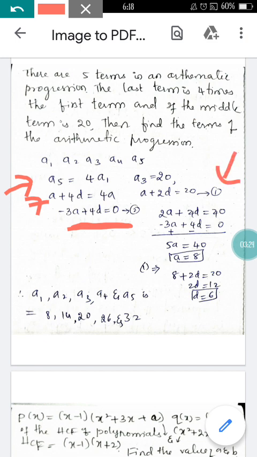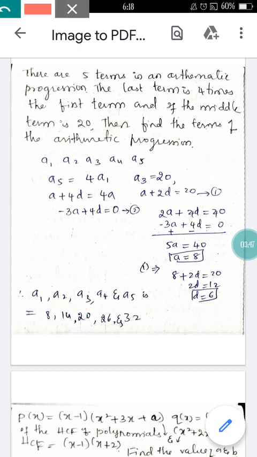Here is equation number 1. A3 I have written as A plus 2D, and they have given the value in the question only, right? Just simplify these two equations, then you are going to get the value of A. Put this value in either equation 1 or 2, then you are going to get the value of D. Then make use of the values of A and D to find A1, A2, A3, A4 and A5. So this is about the third question. Now come to question number 4 here.